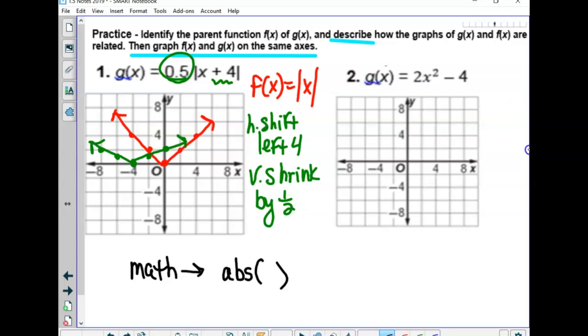Right, number 2, what's the parent function? F of x equals x squared. Give me some ordered pairs for that. 0, 0. At 2, when you squared it, would be up at 4. If you went out 3, it would be up at 9. We could just barely fit that on our graph paper.